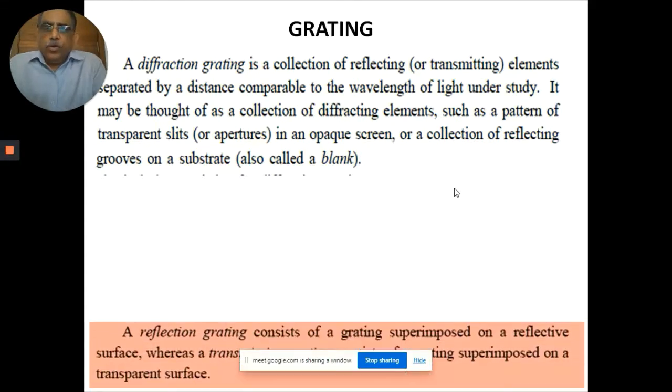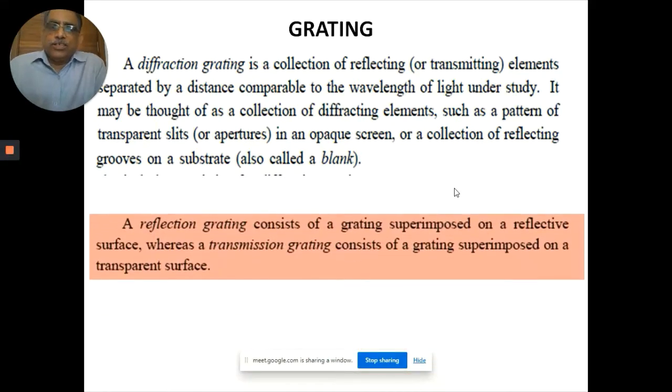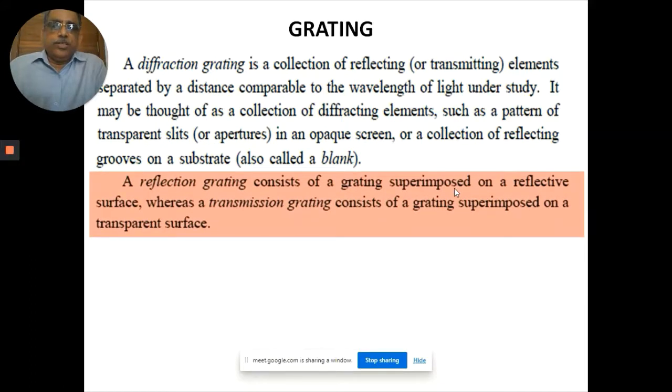Now if you look at the reflection grating, it consists of a grating superimposed on a reflective surface. That's the only difference, whereas a transmission grating is without any reflection surface. That is the difference between a reflection grating and a transmission grating. Maybe you can use metallic coatings or any reflecting surfaces on the grating, so it will work like a reflection grating. Without any coating, an ordinary glass plate will work like a transmission grating. Only thing is you have to draw the lines. So how do we draw the lines?